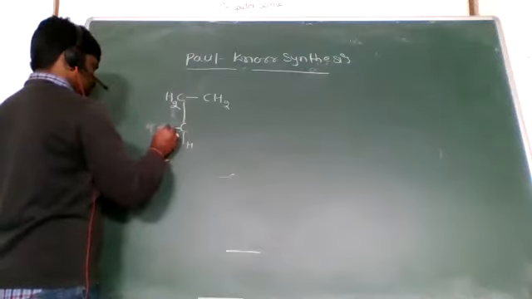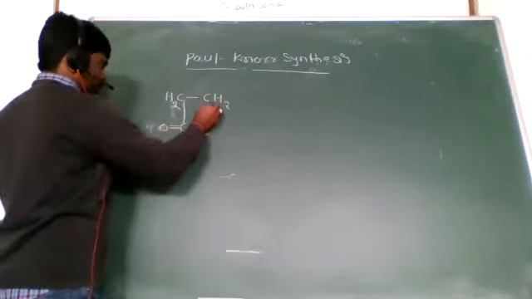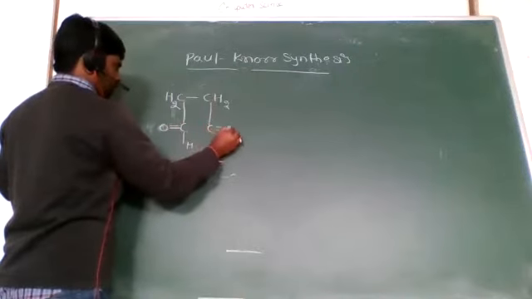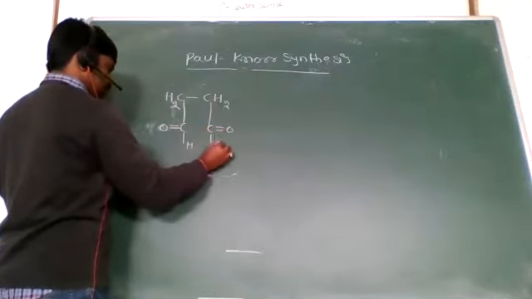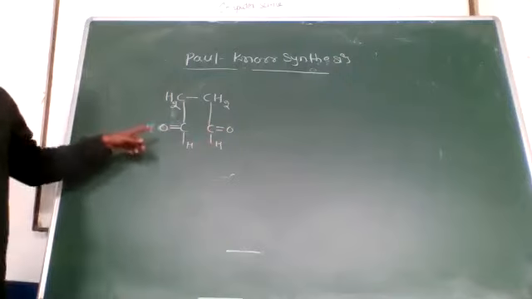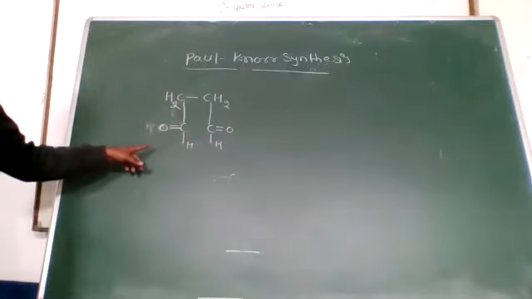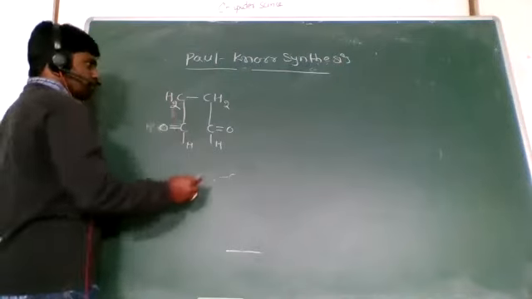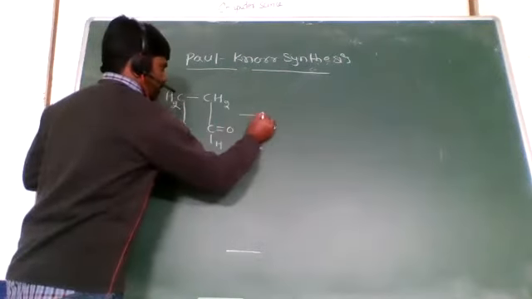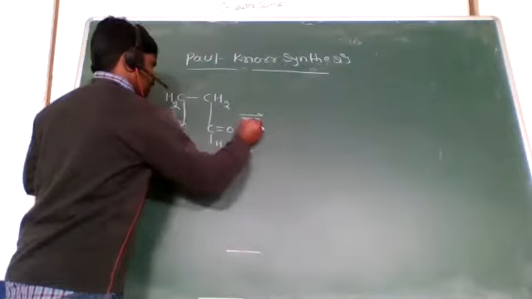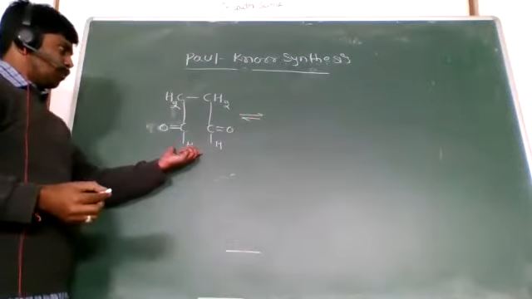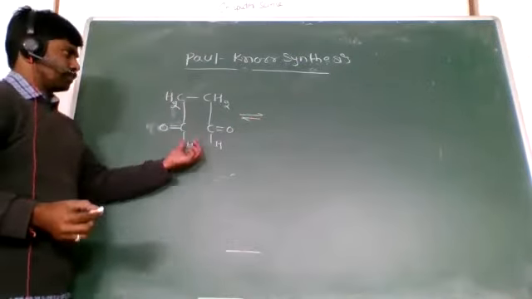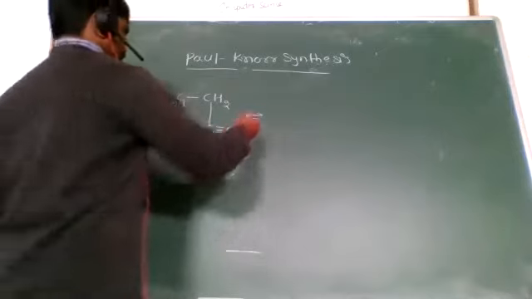C double bond O, C double bond O, and H. This name is succinaldehyde. What is that name? Succinaldehyde. So now it can be converted to the enol form. Next is the enol form formation.